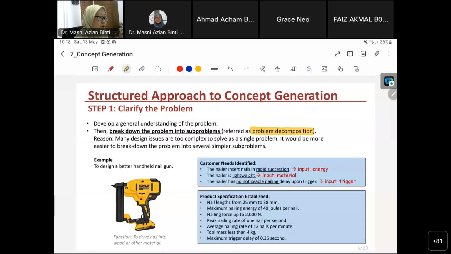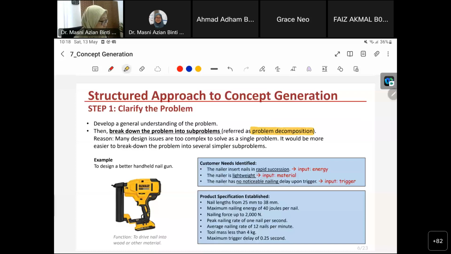Nails, usually you want to join different materials, right? You use nails because you want to join different materials together. You want to assemble multiple components. Okay. So usually if you have studied Kemahiran Hidup before, when we want to put nails into different components, we have to use a hammer. Okay. So this nail gun is like the so-called automated hammer. The hammer requires a lot of effort for you to knock the nail in until it really goes in and joins the two different components.